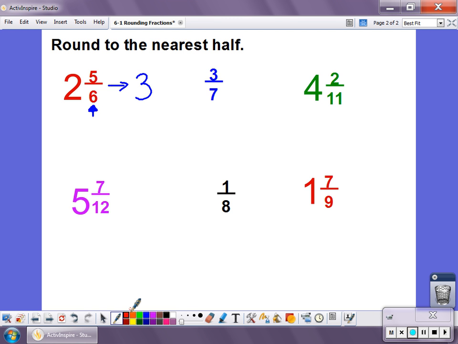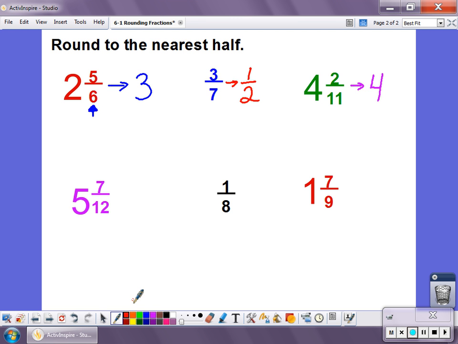3/7. If I look at that, half of 7 is 3.5. So this is pretty close to being half, so this fraction would round to half. 4 and 2/11. Well, my numerator is much, much smaller than my denominator, so because it's much smaller, we're going to round this down, and we're going to round it down to the next whole number, which would just be 4.